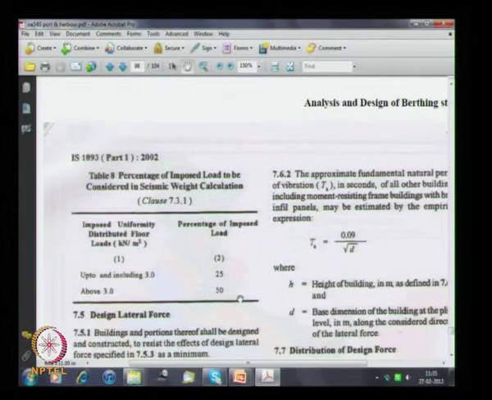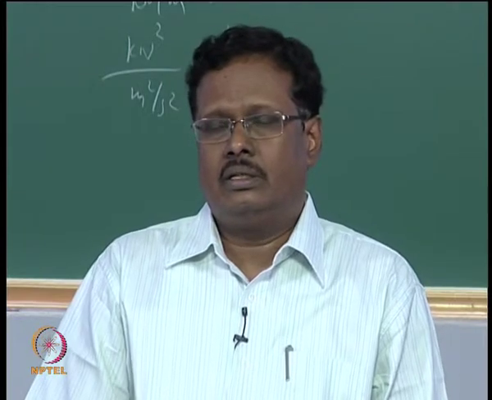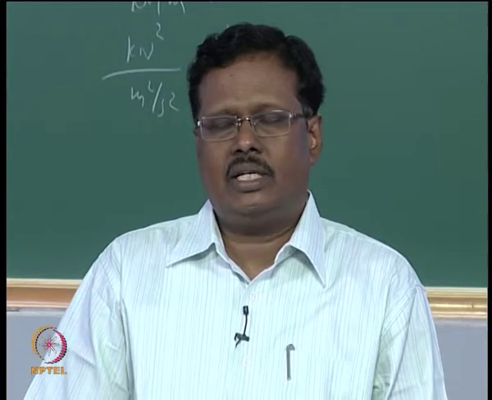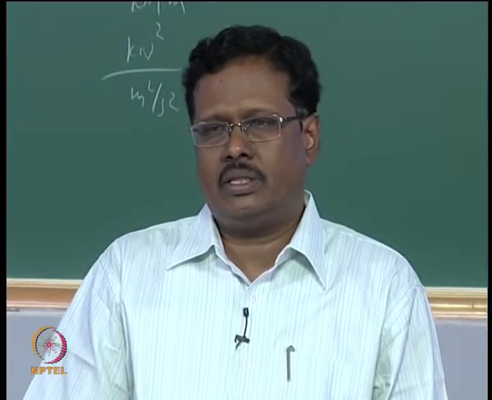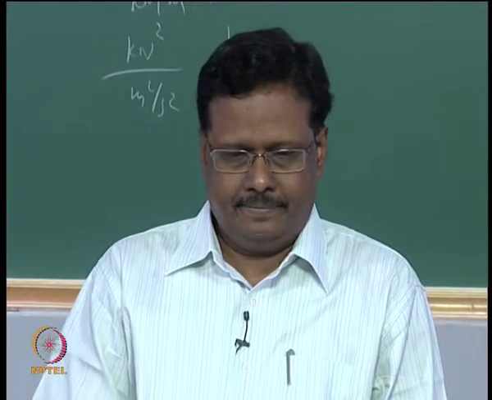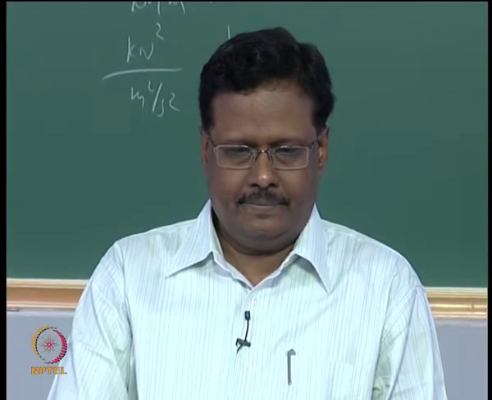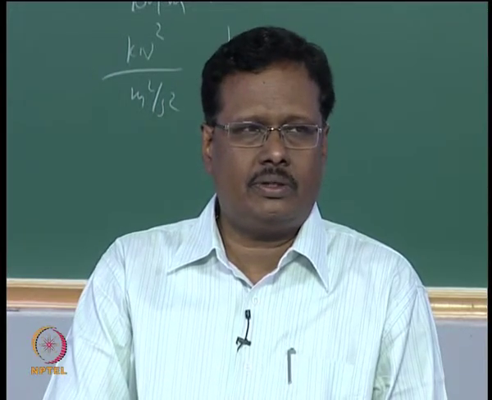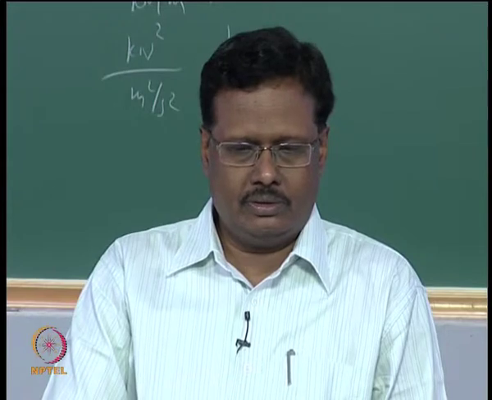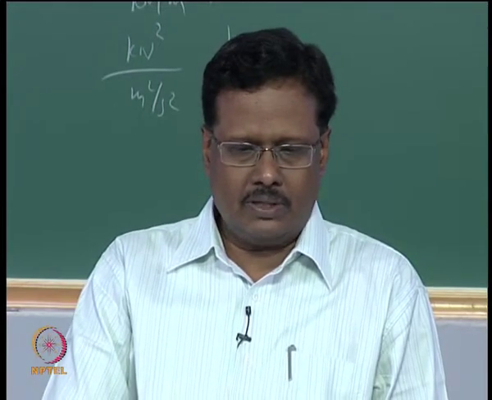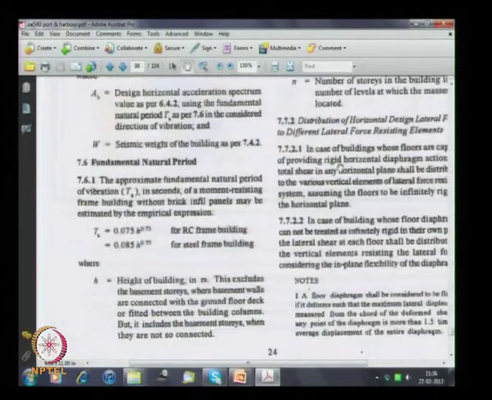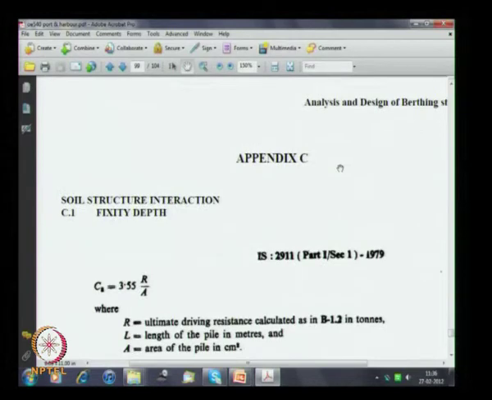What is the minimum live load on a berthing structure? I have shown a table also. What is the range of live load uniformly distributed in a berthing structure? 10 kilonewton to 50 kilonewton per meter square. So, you have to use this. There are some approximate formulas given here to calculate the natural period, that we will see later. So, this is how this code has been derived.